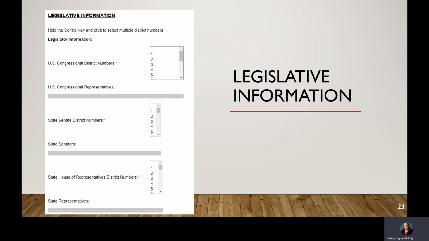For the legislative information page, you will select the U.S. Congressional District, State Senate districts, and State House of Representative district numbers your organization serves. Hold the Control key and click to select multiple district numbers. When you save the page, the U.S. congressional representatives, state senators, and state representatives will populate below each section.